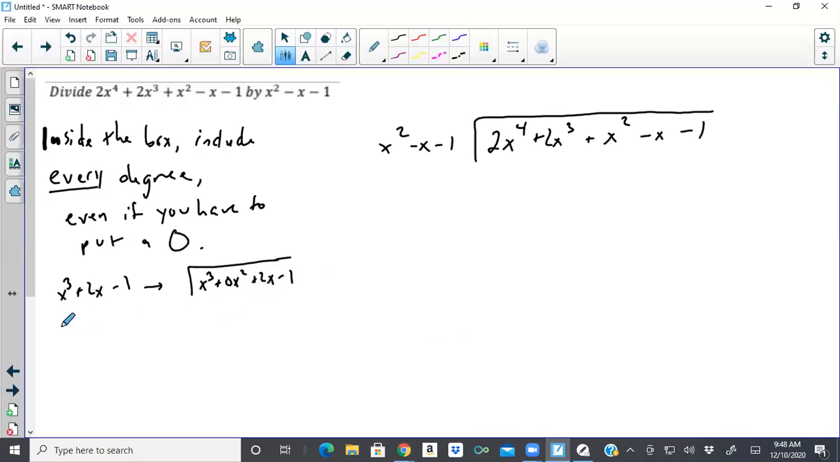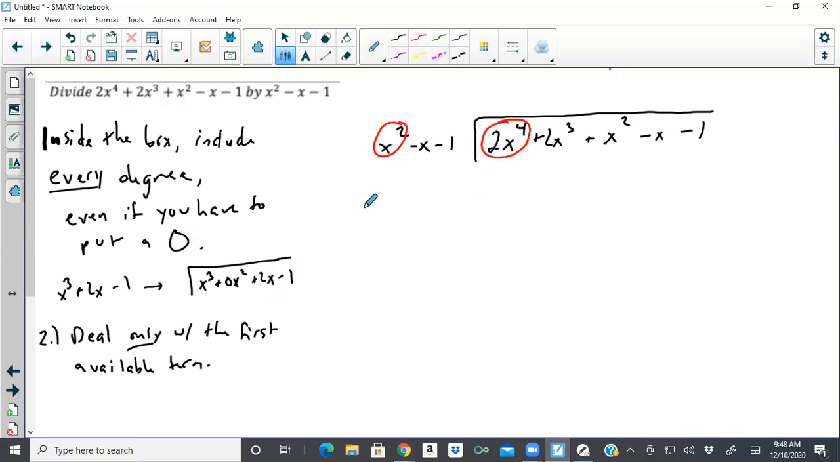Okay, now the next thing in the list is to deal only with the first available term. So deal only with the first available term. Now that might be a little bit confusing to think about, but I'm going to circle what I mean. So the first available term is this one and this one. So I'm only dealing with the first available term. So if you look, I have two terms that are available inside and outside the box, this one and this one. Only the first available term, okay?